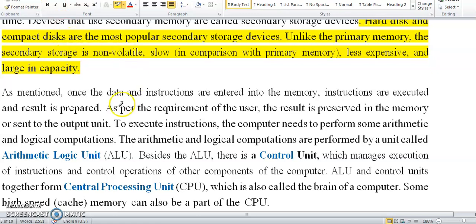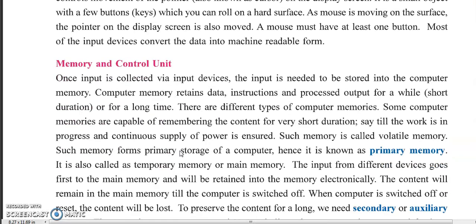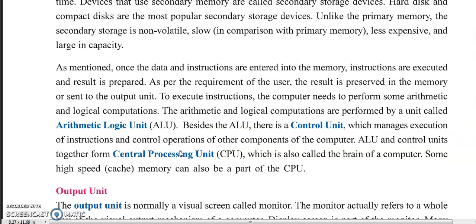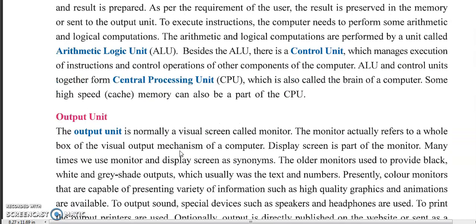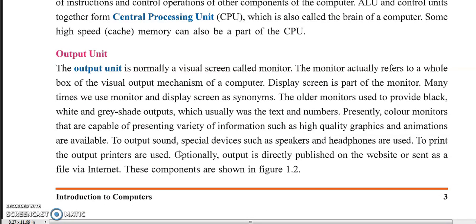Now this topic we will continue in our next period. I hope you will underline this content. We have already completed our data up to secondary or auxiliary memory. We will continue from the arithmetic logical unit in the next session. So we'll stop here now.